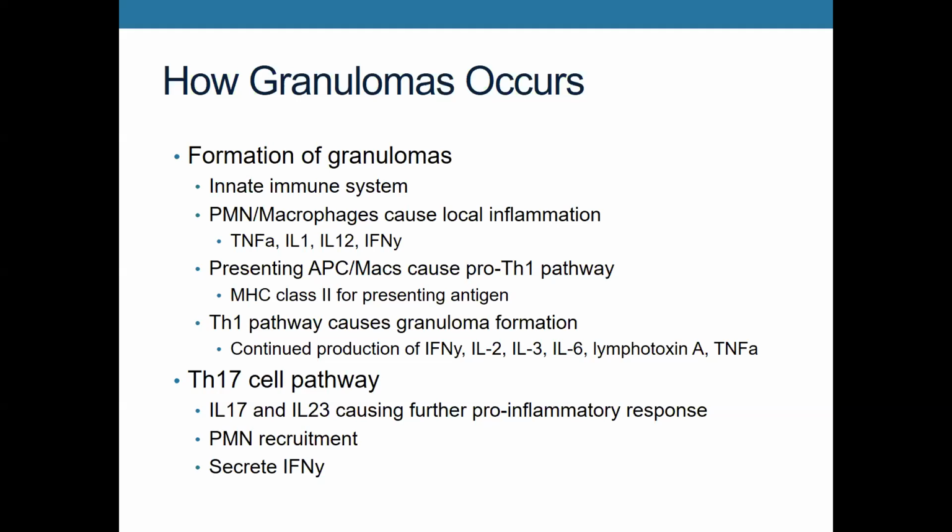Another cell pathway and inflammatory pathway that's seen in early granulomas and granuloma formation are Th17 cells with IL-17 and IL-23 being produced, which have a pro-inflammatory response for granulomas with overlap of much of the Th1 pathway. But this also continues PMN recruitment in this area to have more neutrophils. These specific cells also secrete IFN gamma as well. And just as an aside, this pathway also has been hypothesized with upregulation causing autoimmunity.